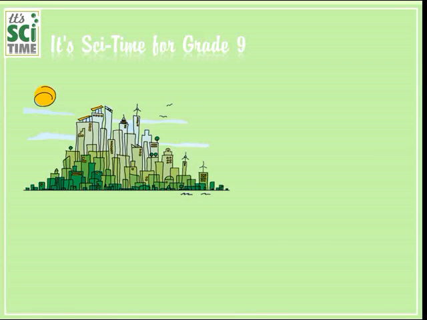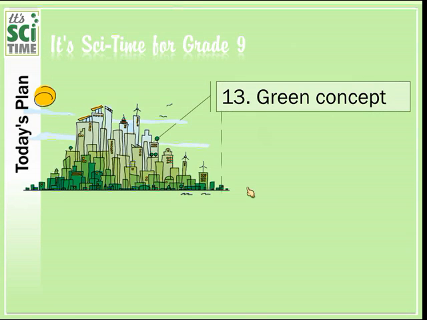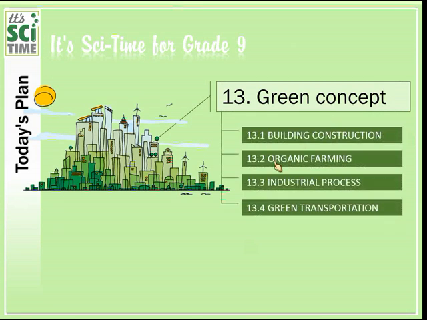It's Science time for grade 9 students, and these days we are doing this lesson, the 13th unit, Green Concept. Let's see today's plan. There are 4 subchapters under that: building construction, organic farming, industrial process, and green transportation. We have already completed the building construction section.